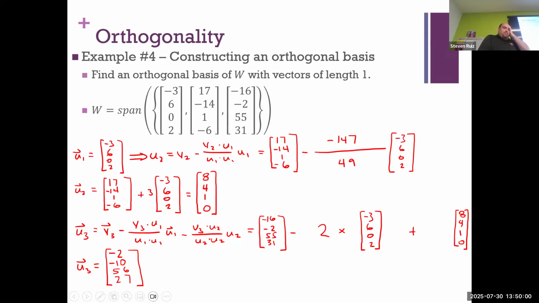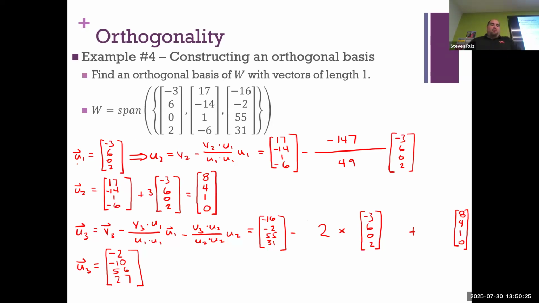So now we have another orthogonal basis for this span. But the requirement I'm giving now is I want to find vectors that are only 1 unit long. Have we talked about how to find how long a vector is, or what the magnitude of a vector is? How do we do it?